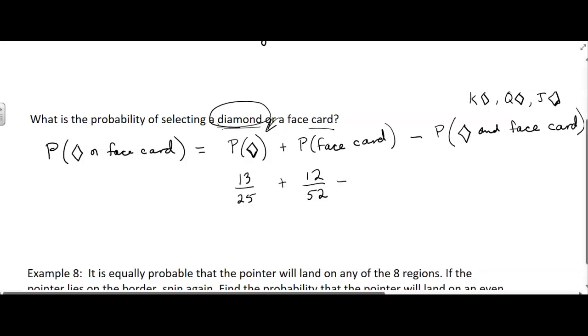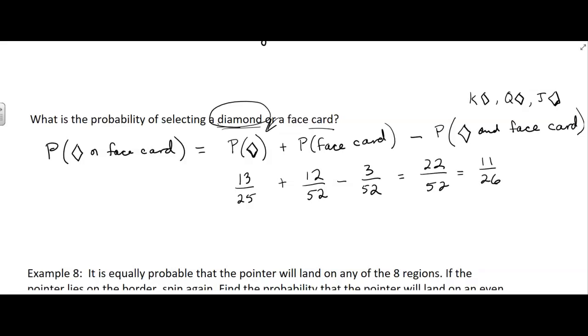So we have to subtract those because we double counted them. We counted them in the diamond pile and in the face card pile. So we got to subtract 3 of those. All right, so that's how we do it. So let's see, what do we get here? 25 minus 3 is 22 out of 52, or 11 out of 26.